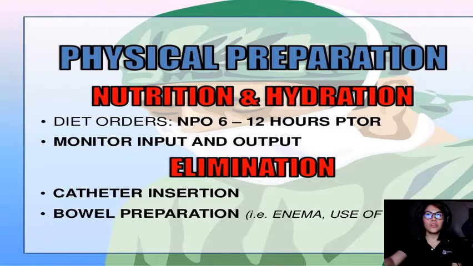Next one, we have the nutrition and hydration. So diet orders, NPO 6 to 12 hours prior to OR. Okay, so usually about 8 hours before OR, the patient should already be NPO. So that's why at night, before the patient sleeps, you instruct them, ma'am, you are NPO now, if the operation is at 8 o'clock. So by 12 midnight, you instruct the patient, ma'am, you can no longer eat anything, you can no longer drink any liquids, ma'am.